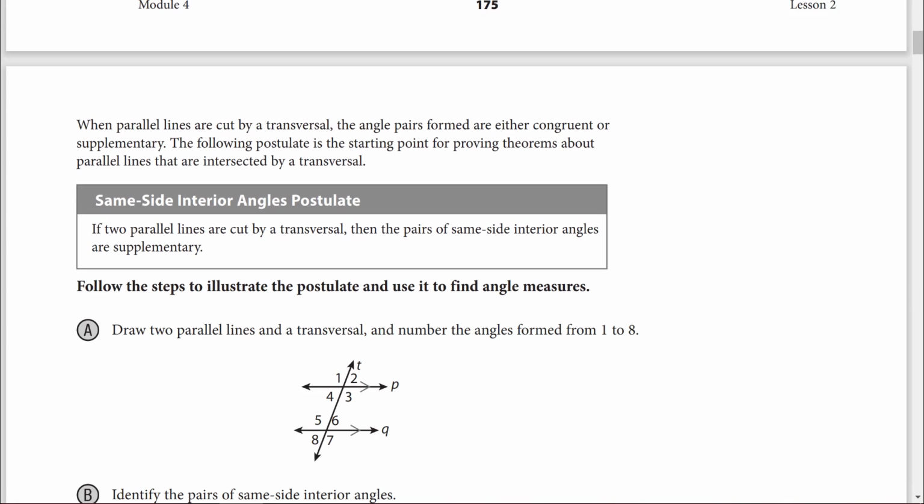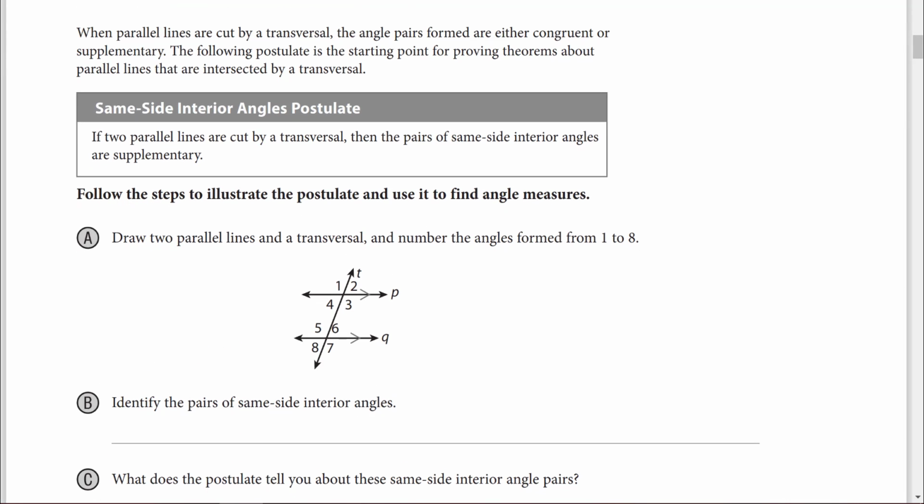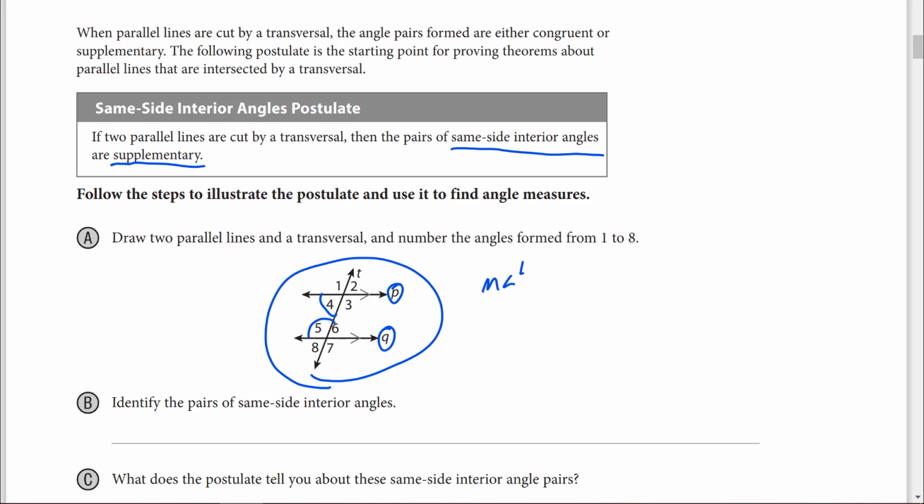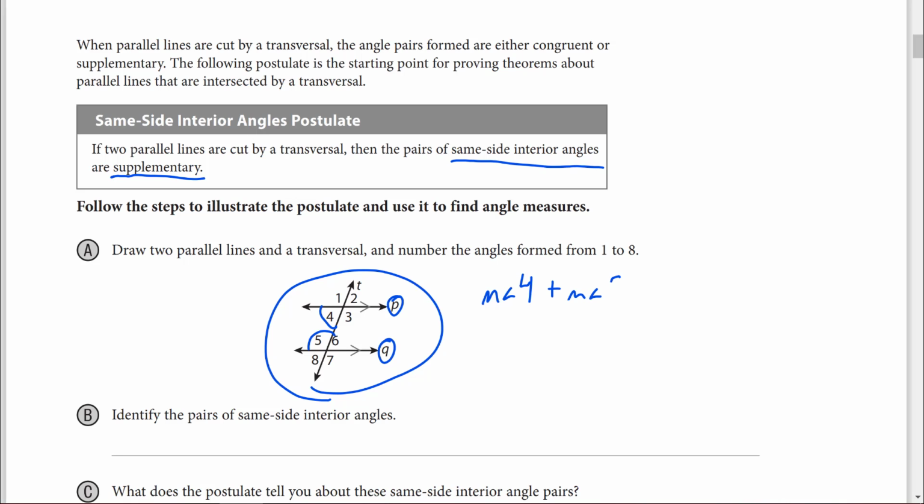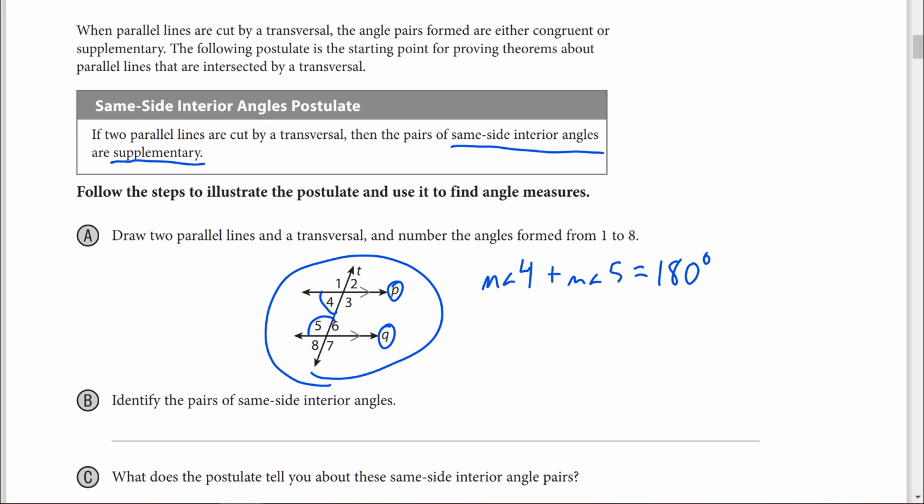All right, let's jump into an example here. Same side interior angles postulate. What this is going to say is that if two parallel lines, so now we know that P and Q are parallel, are crossed by a transversal, the same side interior angles are supplementary. So same side interior, for example 4 and 5, are supplementary. That means those two angles will add to 180 degrees. Okay? That is true always. So if the lines are parallel, angles 4 and 5 add to 180 degrees, and the other set, angles 3 and 6, will also add to 180 degrees.